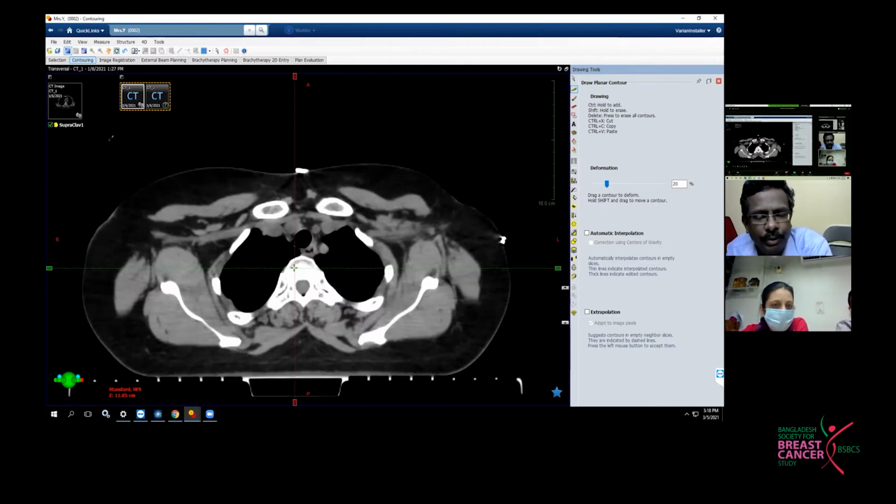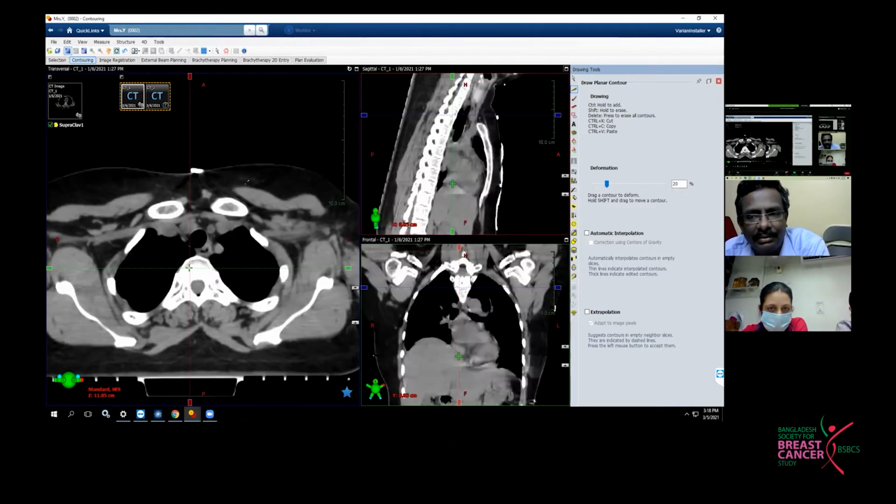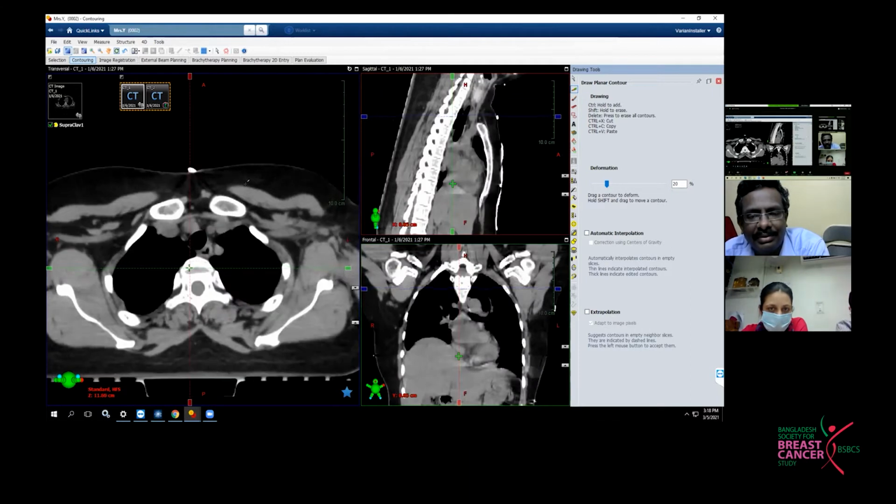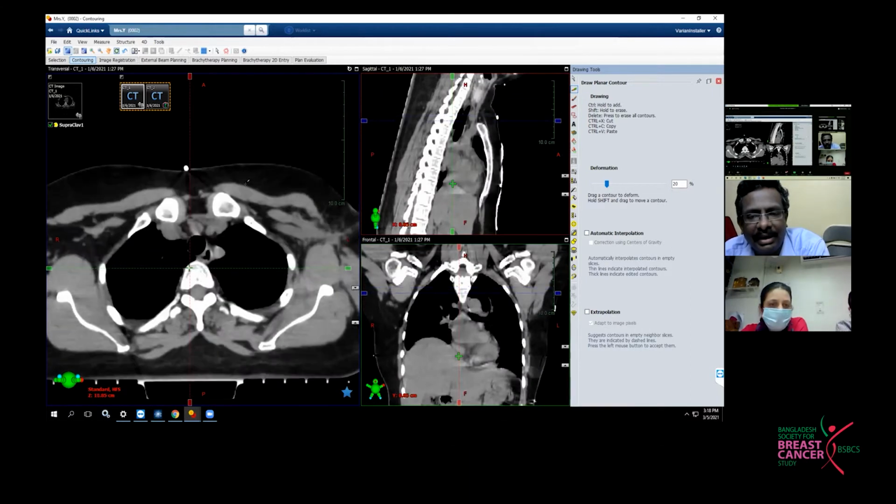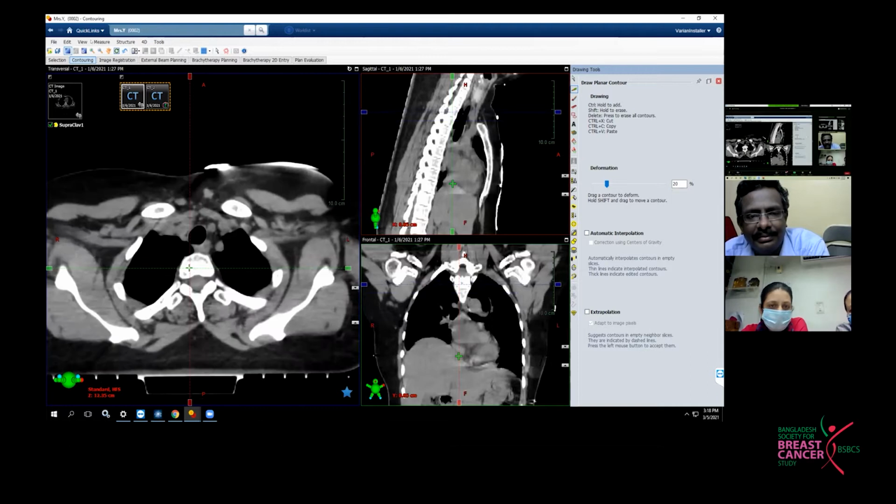So basically, you can use your three-dimensional topogram to identify the lower edge of the clavicle so that you can cross-check it with the lower end of what you're drawing. That will also help you. So with a topogram, that will be easier.